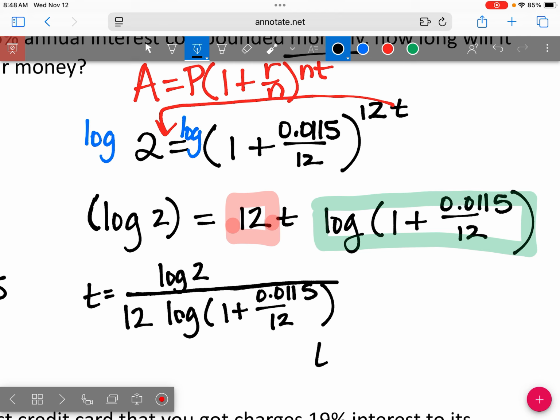60 years. Oof. Well, the interest rate is 1.15, so that's pretty bad. So 60 years. Oof, that's horrible. So lesson learned, don't invest in something with a 1.15% interest rate. All right, so we're going to end there for today.